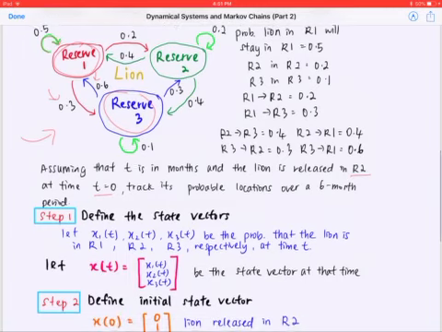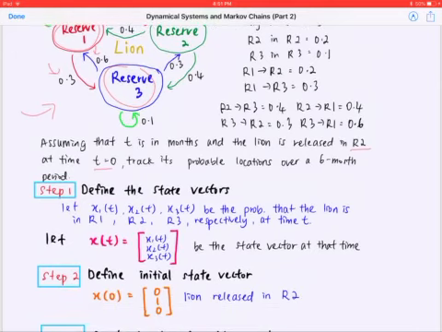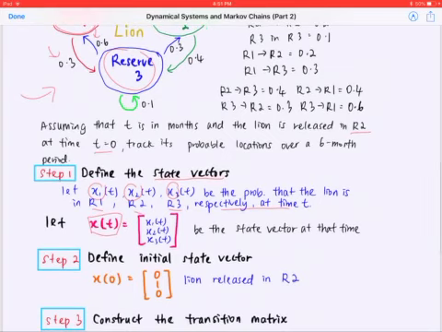Now the first step for you to solve these equations will be to define the state vectors. You must define the state vectors before you start. So let's imagine that x1, x2, x3 be the probability that the lion is in reserve 1, reserve 2, reserve 3 respectively at time t. So you have an xt vector, which is the state vector at that time, the probability of the lion being at a particular reserve.